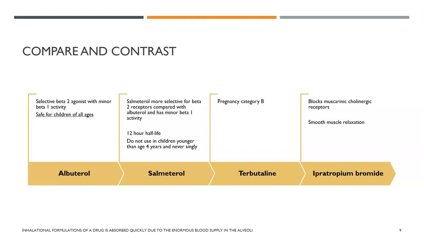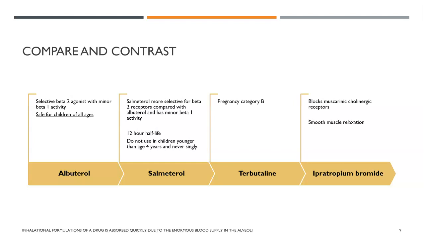Salmeterol, that is more of a selective beta-2 when it's compared with albuterol. It has minor beta-1 activity. That one has a 12-hour half-life. You can't use that one in children that are younger than 4 years old, and never use it by itself. Terbutaline would be okay to prescribe to mothers who are pregnant. It's a category B, which is generally okay to use. And the ipratropium bromide, that is good. It blocks the muscarinic cholinergic receptors and it causes smooth muscle relaxation.